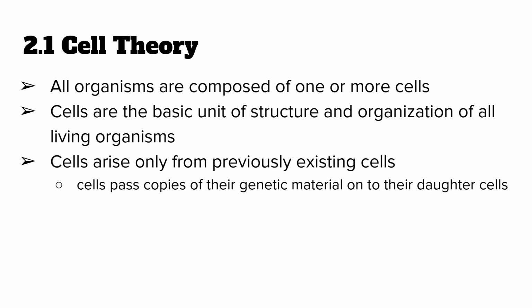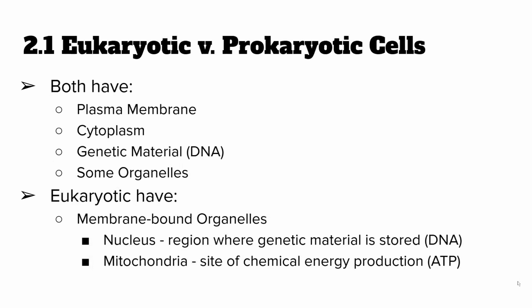All organisms are composed of one or more cells. Cells are the basic unit of structure and organization of all living organisms. Cells arise only from previously existing cells. These are the pillars of cell theory. They sum up a lot of our knowledge about what applies to all cells. As we specify different types of cells, we'll learn more things about them. But for now, that's what I want you to worry about.